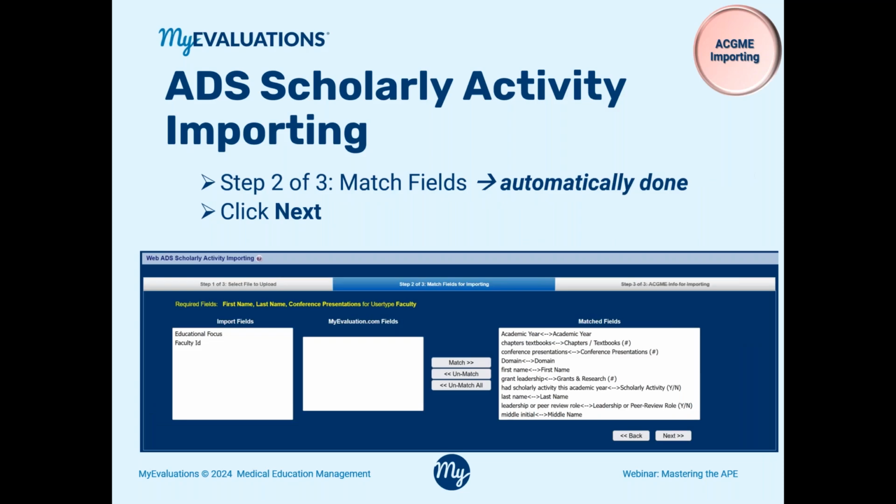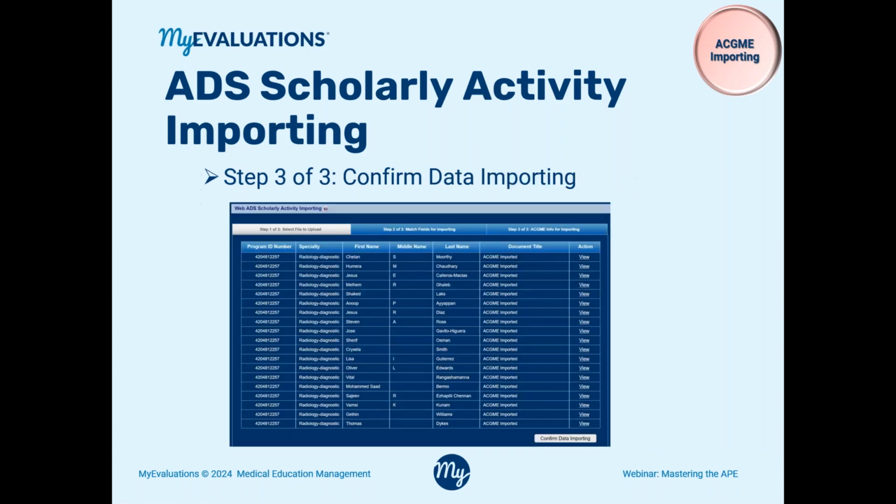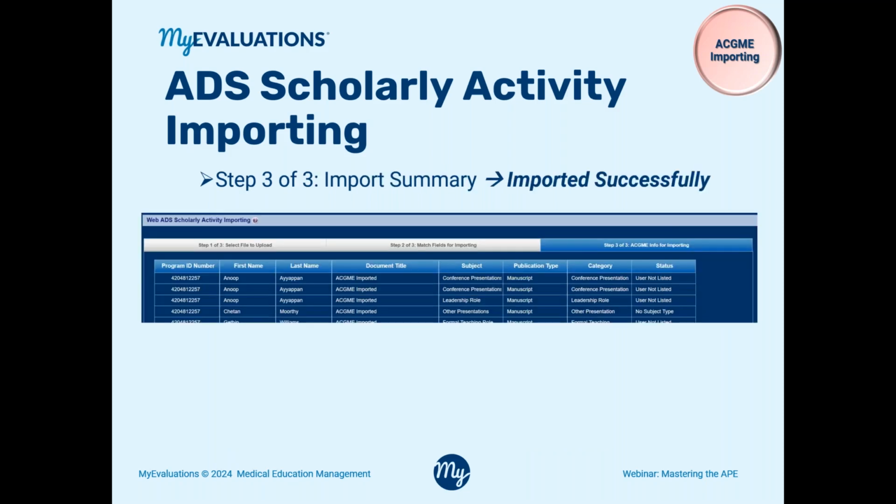The system in step 2 will automatically match the data between the imported fields that are coming from ACGME and the fields in my evaluation. So in this third column here, you're actually seeing the matched data that shows you everything that is getting pulled into the system. You'll click next here, and it'll take you to step 3 of 3, which is going to show you the data that you're importing, and it's going to ask you to click confirm data importing at the bottom. And once you click confirm data importing, it'll simply give you a confirmation page showing you all the data that has been imported into the system.